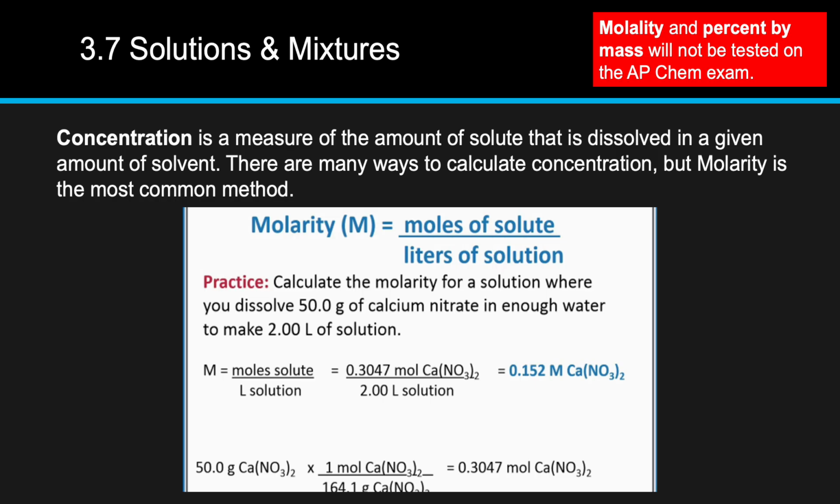Concentration measures how much solute is dissolved in a given amount of solution. And the most common way that we express that in AP Chemistry is with molarity, or a capital M. And when we're solving for molarity, you're going to have moles of solute, which is what you are dissolving, in the numerator, and liters of solution, which is the entire volume, in the denominator. And that will give you concentration.